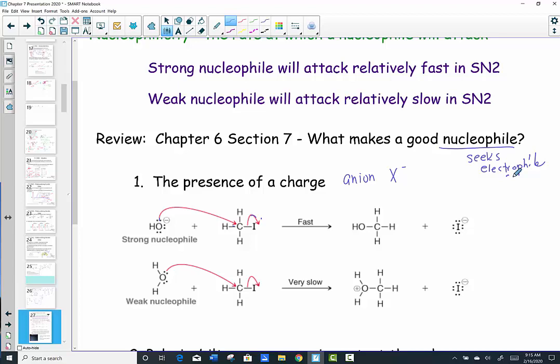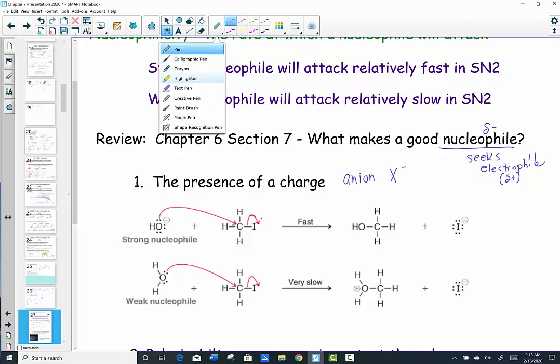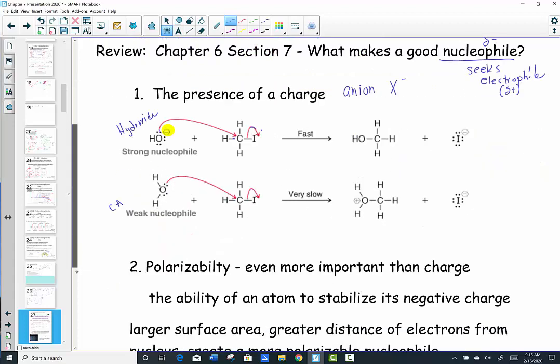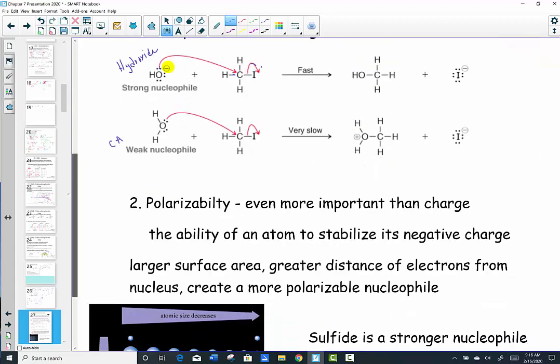So this is my positive target, an electrophile. I want a nucleophile that's very negative because opposites attract. So if I have a negative charge, I can see that I will have a strong nucleophile. Here is hydroxide. Its conjugate acid would be water, HOH. Water is a weak nucleophile simply because it's lacking the negative charge. Weak nucleophiles will promote SN1 reactions, not SN2.